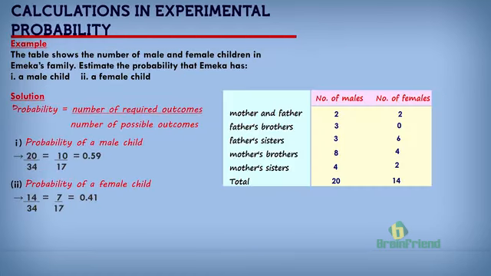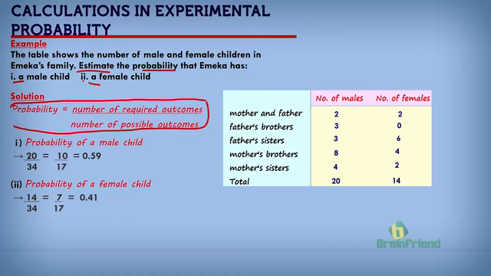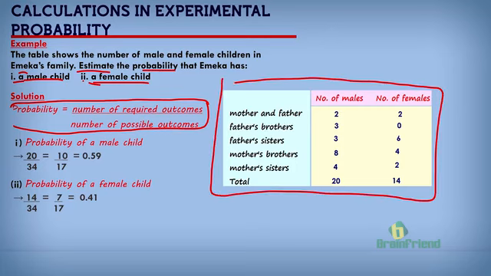Again, the table shows the number of male and female children in Emeka's family. Estimate the probability that Emeka has a male child or a female child. Again, our probability is number of required outcomes over number of possible outcomes. So the required outcome is first a male child, and the other question also says required outcome for a female child. So let's study our table.